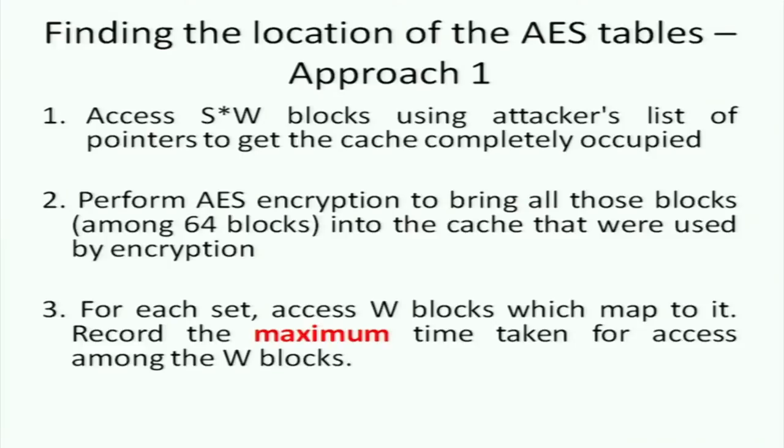For each set, he does the same thing now. For each set in the cache, access W blocks which map to it. So W is the associativity, say 8 for example. So access all the 8 blocks in the set. Record the maximum time taken for access among the W blocks and plot this. So that's what we did.